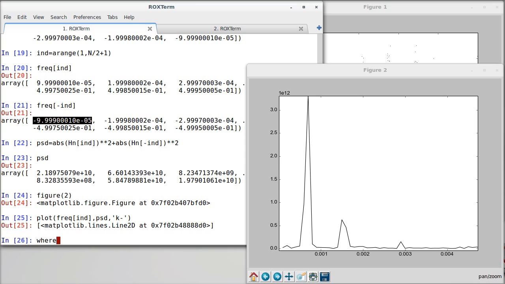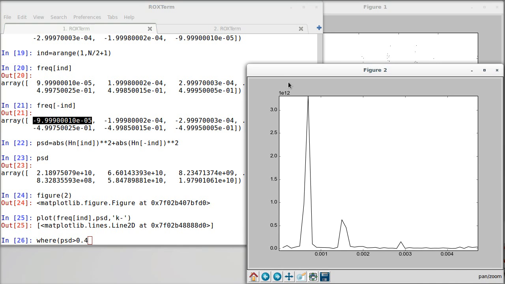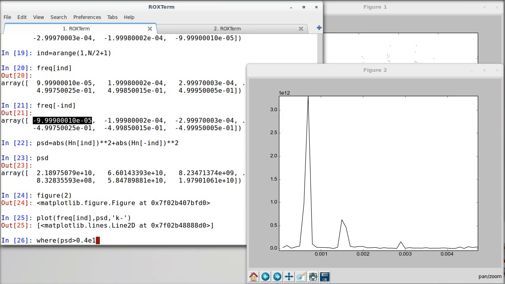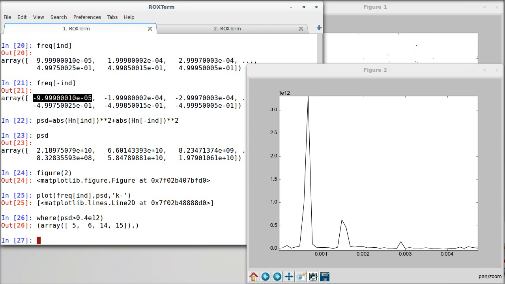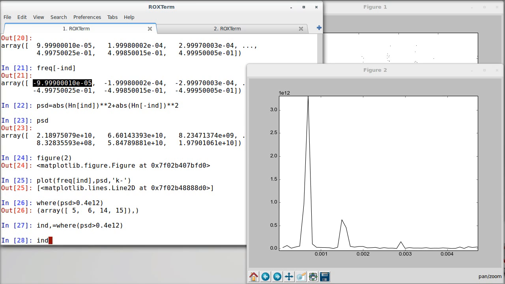Again, what does that mean? Well, that means use the where command. So let's only take the values from the power spectral density that are greater than some value. Let's try 0.4. Now, notice that this is 10 to the 12, so we really want 0.4 times 10 to the 12. And we see that there's actually 4 frequencies that come in, whereas we claimed that there was going to be 3, so this is good. We'll be able to understand that. So let's save those.